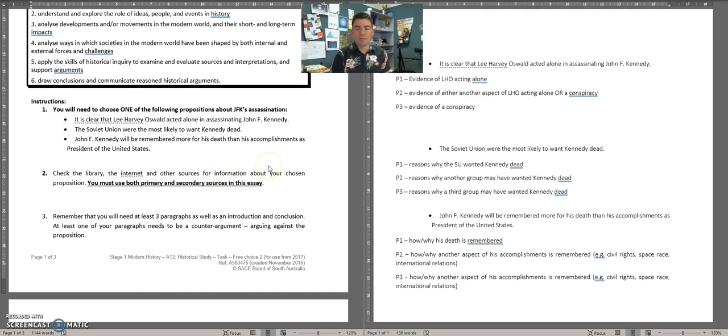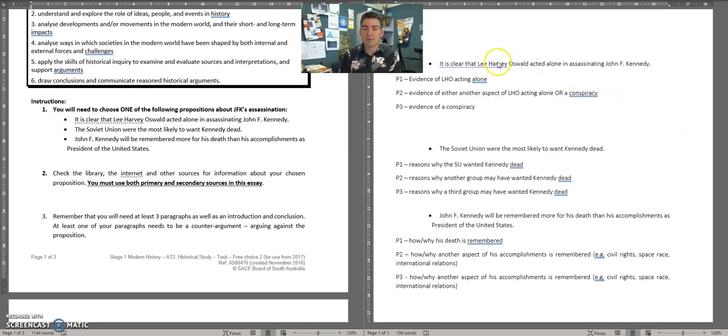So, what I've done here over on the right hand side is to try and talk you through how you would use those 3 paragraphs the best possible way to be able to maximize what you're trying to discuss. So briefly going to talk through each of these 3 essay questions and explain how you would try to argue that. So the first one, it is clear that Lee Harvey Oswald acted alone in assassinating John F.